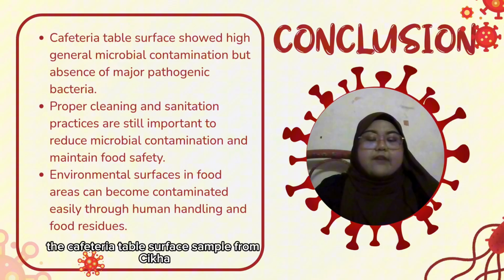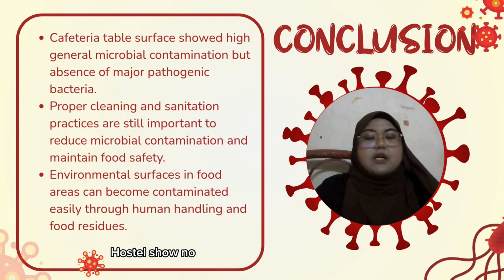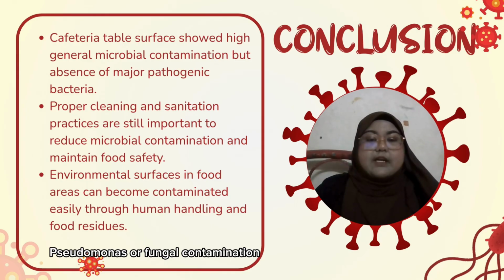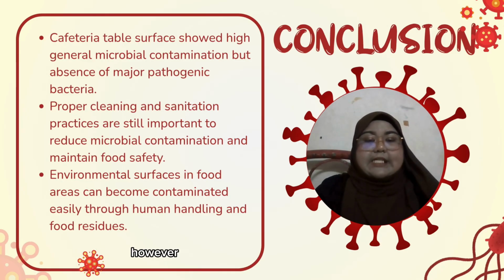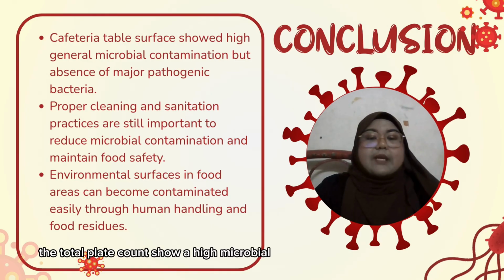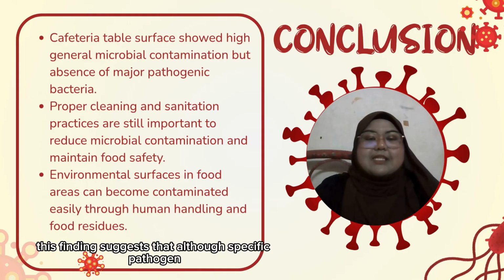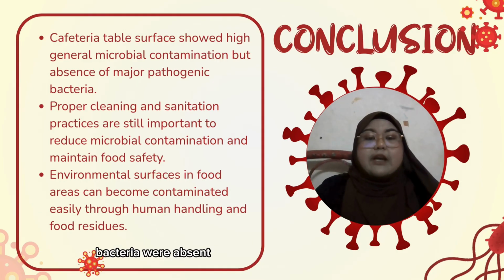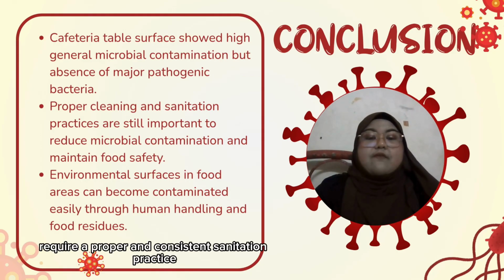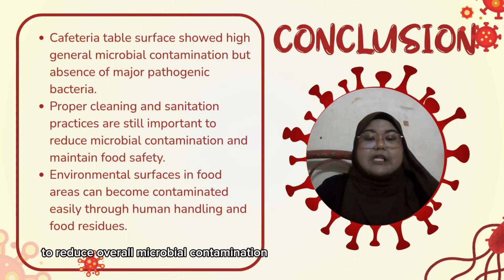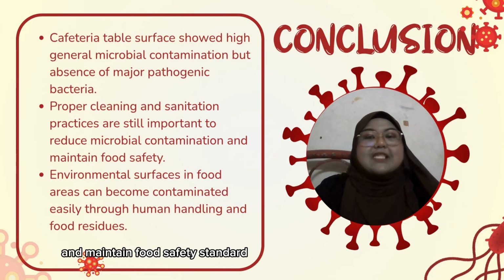In conclusion, the cafeteria table surface sample from Cik Ha Hostel showed no presence of Staphylococcus aureus, Pseudomonas, or fungal contamination based on selective media analysis. However, the total plate count showed a high microbial population, indicating the presence of general environmental microorganisms on the surface. This finding suggests that although specific pathogenic bacteria were absent, the cafeteria table surface still requires proper and consistent sanitation practice to reduce overall microbial contamination and maintain food safety standards.